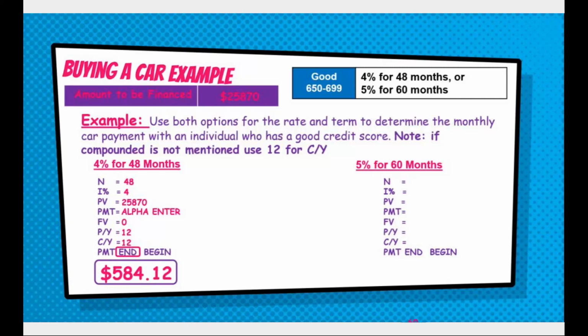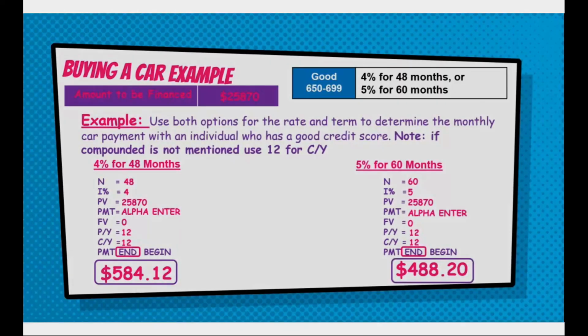Here, I'm making 60 payments. My interest rate is 5%. My present value is still going to be the same thing, and it's going to be positive. My future value after 5 years or 60 months, I should owe nothing. And then my PY and CY should both be 12, and my payment should be at the end. So alpha enter is going to give me $488.20. So we can see that, yes, our payment is about $100 less a month.